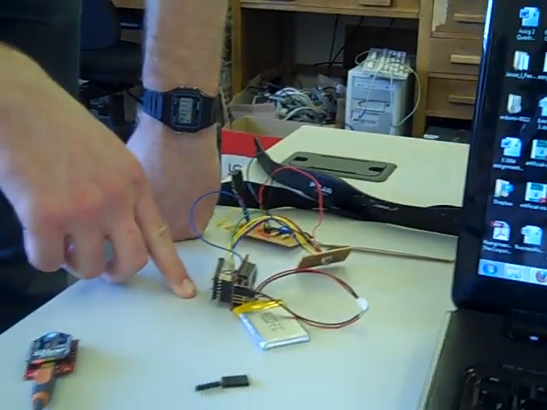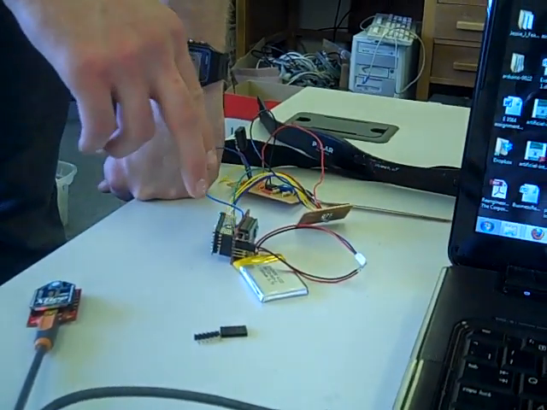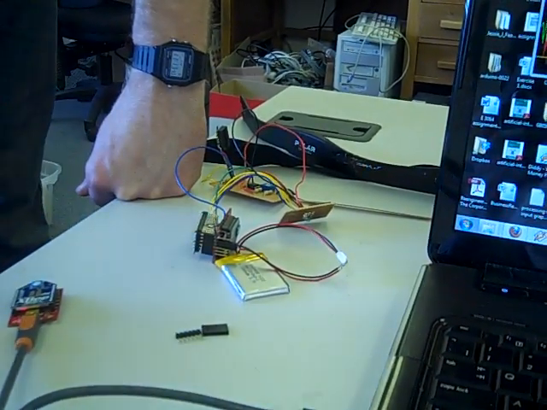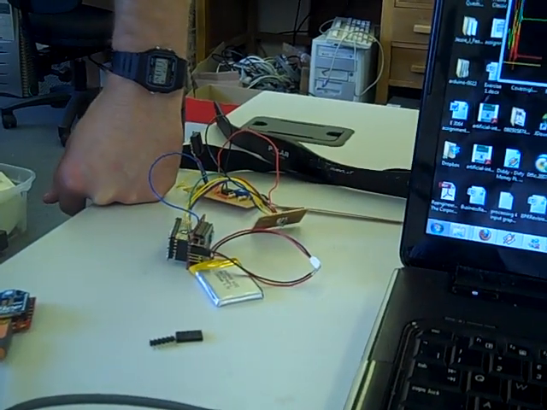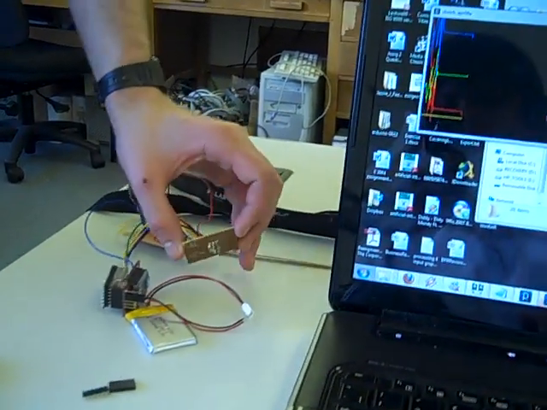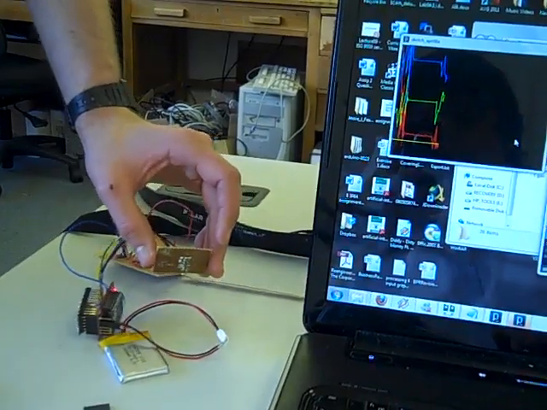The Arduino board is plugged into the XBee and sending wirelessly to the serial port of the computer and receiving the data.